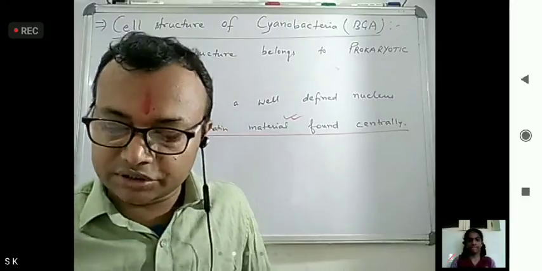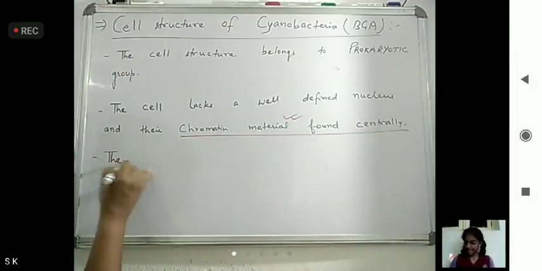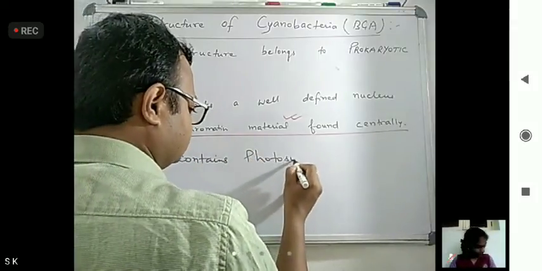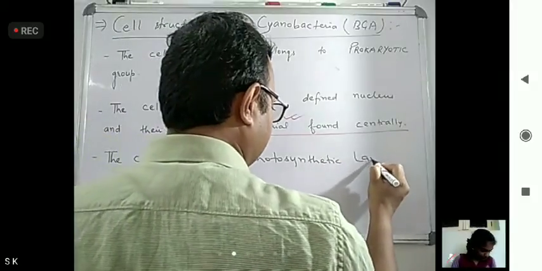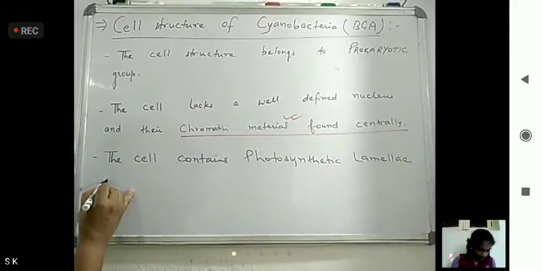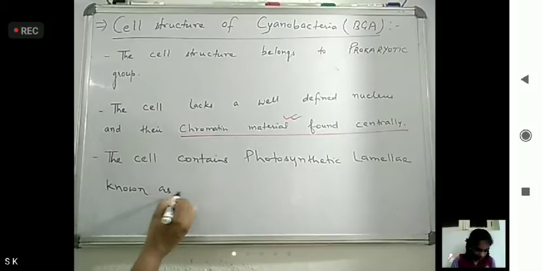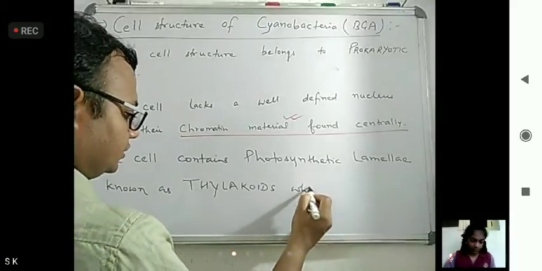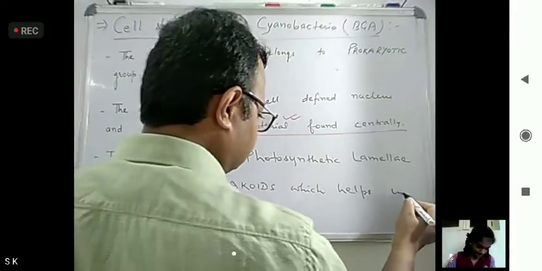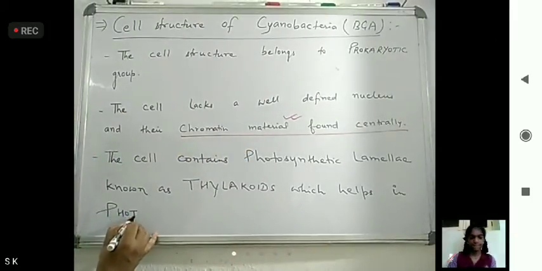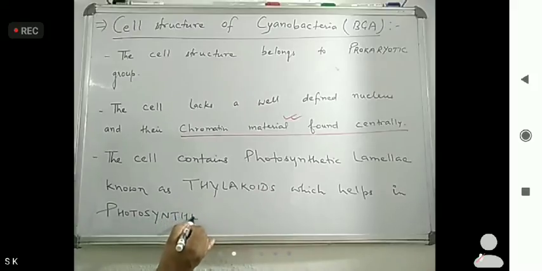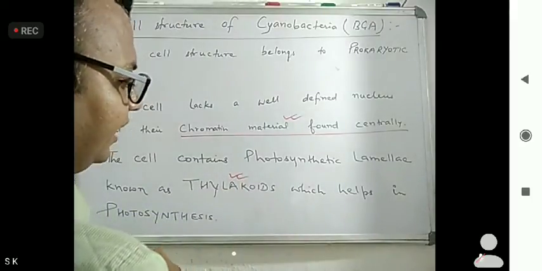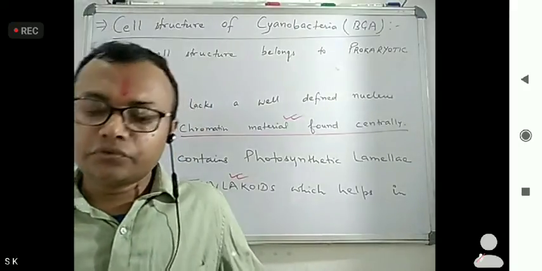These cyanobacteria cells contain photosynthetic lamellae, known as thylakoids, which help in photosynthesis. So the cell contains photosynthetic lamellae, known as thylakoids, which help in photosynthesis. The presence of thylakoids in cyanobacteria helps in photosynthesis.